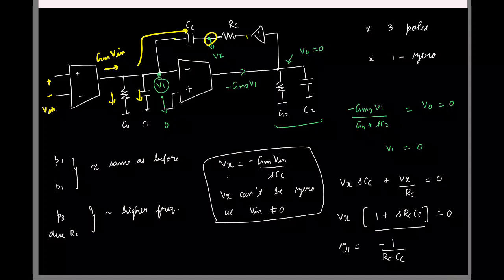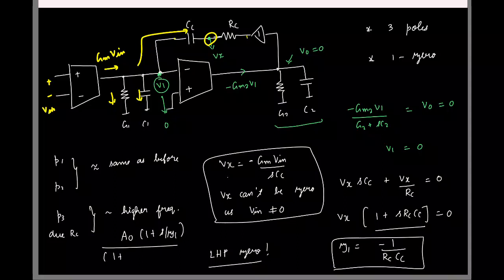So the 0 is now in the left half plane or right half plane? LHP. So we do have an LHP 0, which is actually good. So in fact, if you write the transfer function, you might have something like this. A0 by 1 plus S by Z1 times, I'll have 3 poles.